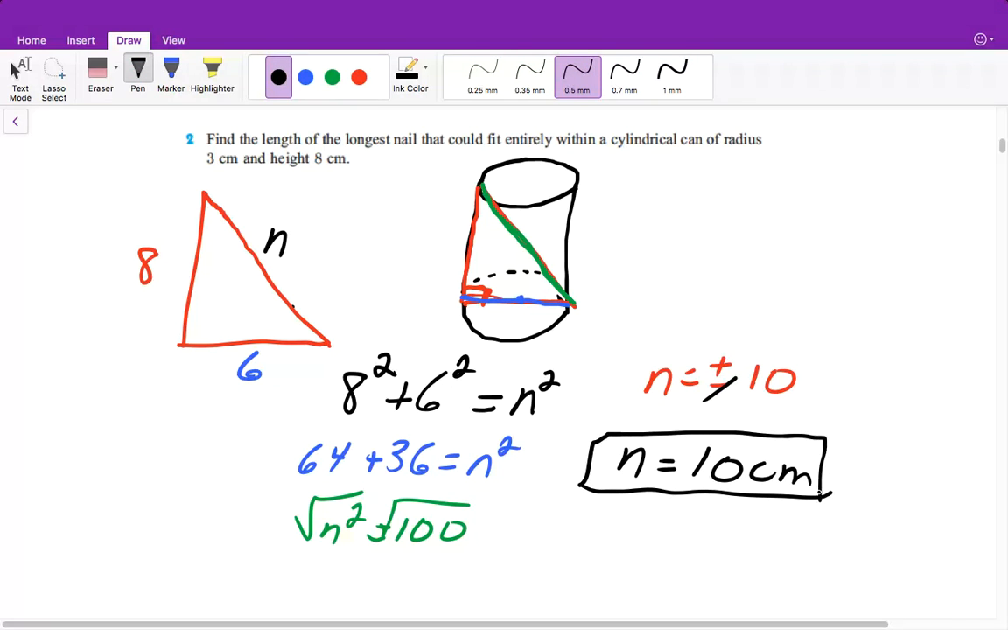As we said, these other nails would be shorter because we have the same height but a shorter leg. And if we tried to stick a nail in straight up, since the can has a height of 8, the longest the nail could be is 8 centimeters. So the longest nail would be 10 centimeters.